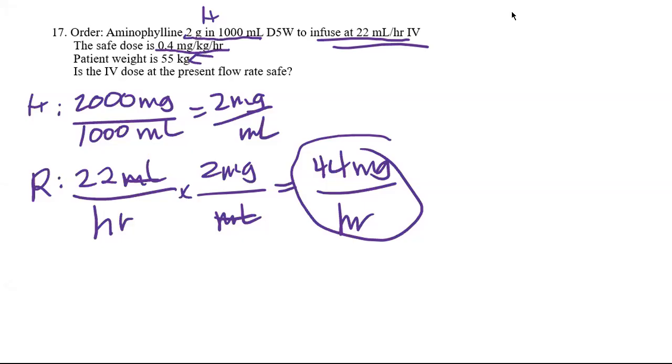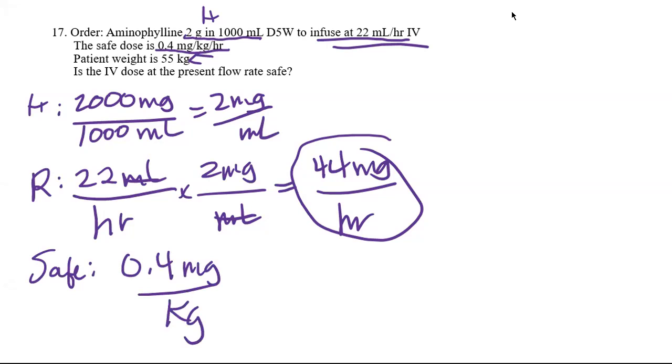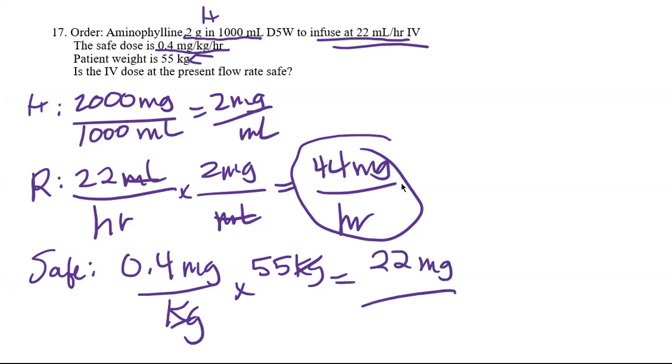Okay, so the question then is, what is the safe dosage? The safe dosage is 0.4 milligrams per kilogram. So that would be 55 kilograms. Okay, we can cross that out. And of course, we're going to say hour when we get to that. So we take 0.4 times 55, and we get 22. Okay, so we have 22 milligrams per hour.